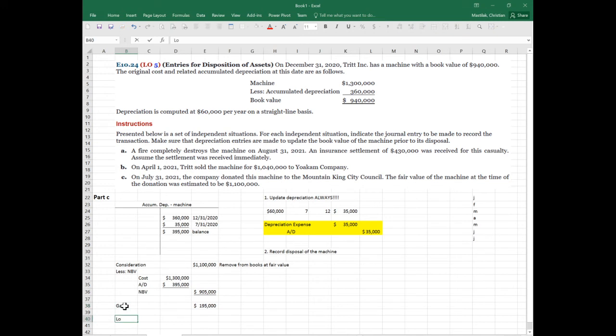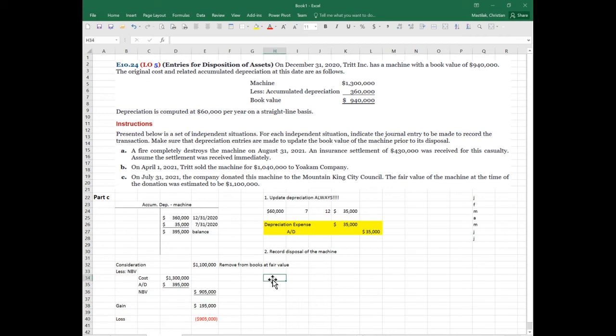Now, I'm going to write this other number down here just to remember this number, to show you how the whole world makes sense. At least this part of it. A lot of it doesn't. So, how are we going to do this? So we've got a gain of $195,000.